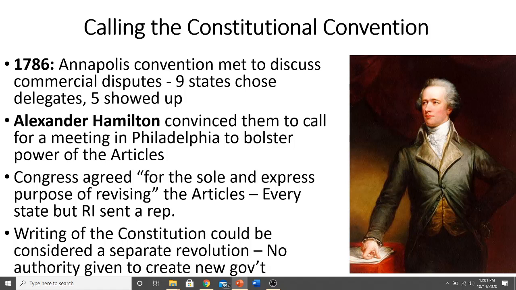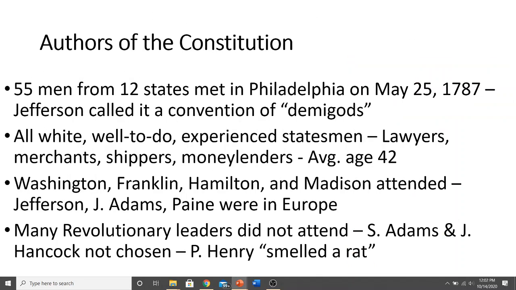So in some ways, you could consider this a separate revolution from the first revolutionary movement, because no authority had been given to them to create a new government. Yet, what happens? The articles are basically thrown in the trash, and we have the authoring of the Constitution.